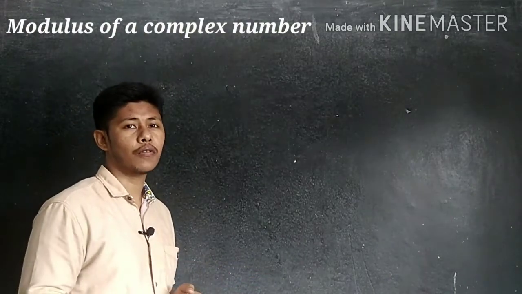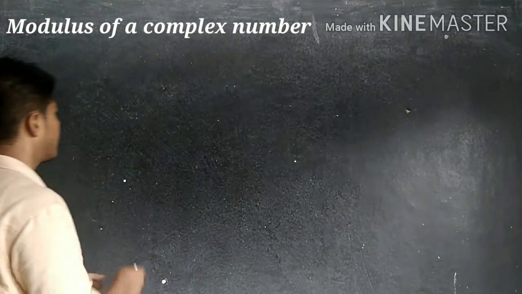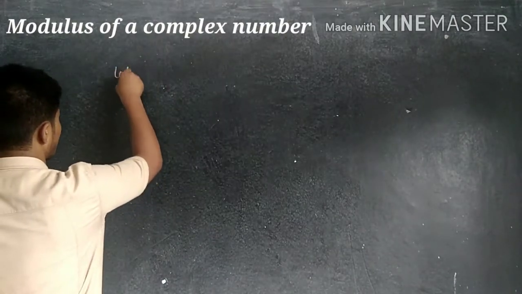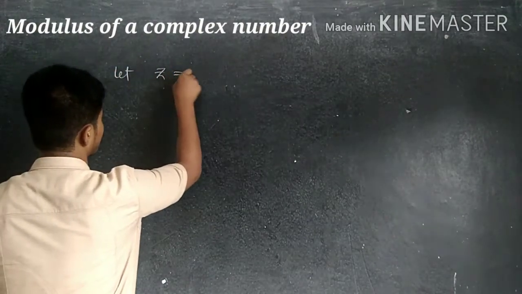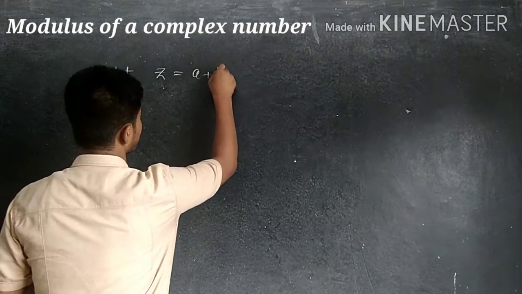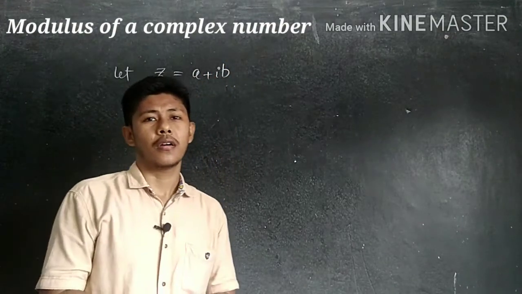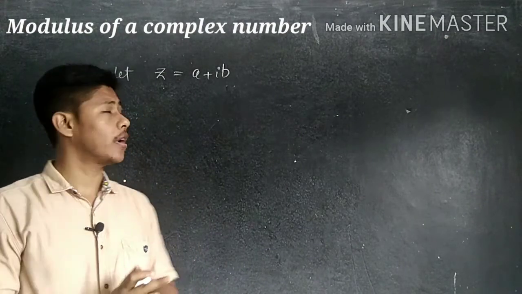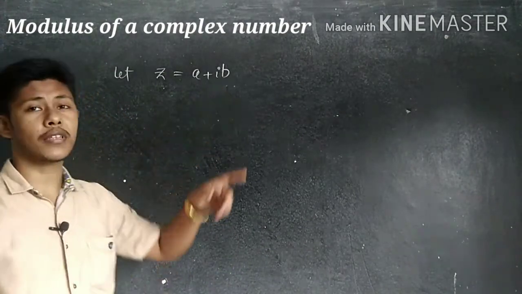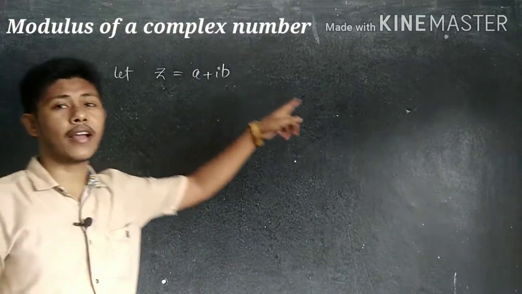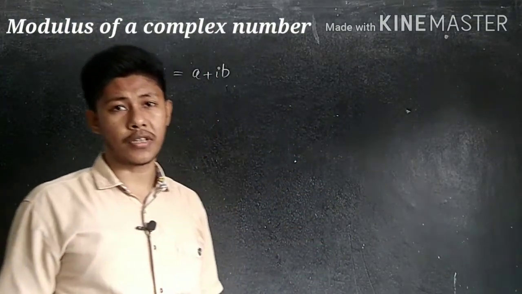First of all, suppose we consider any complex number z equals a plus ib. Here we consider a complex number of the form a plus ib, where a is the real part and ib is the imaginary part.